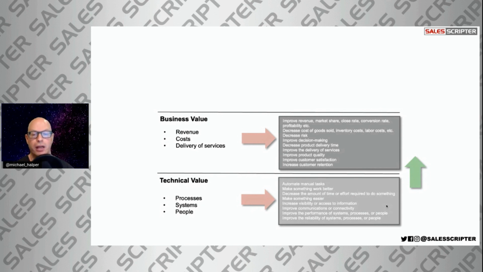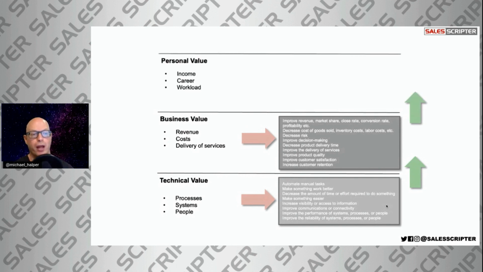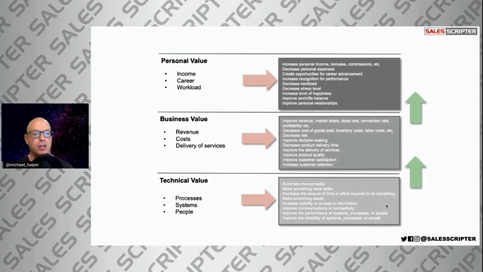And when you deliver either or both technical or business value, those usually work their way up to level 3, which is personal value. These are the improvements that you can deliver for the actual person that you're selling to. So if you're selling to a business owner or a VP of HR, when they purchase your product and use it either for their organization or for themselves, those benefits will usually work their way up to help that particular buyer in terms of improving income, career, workload.